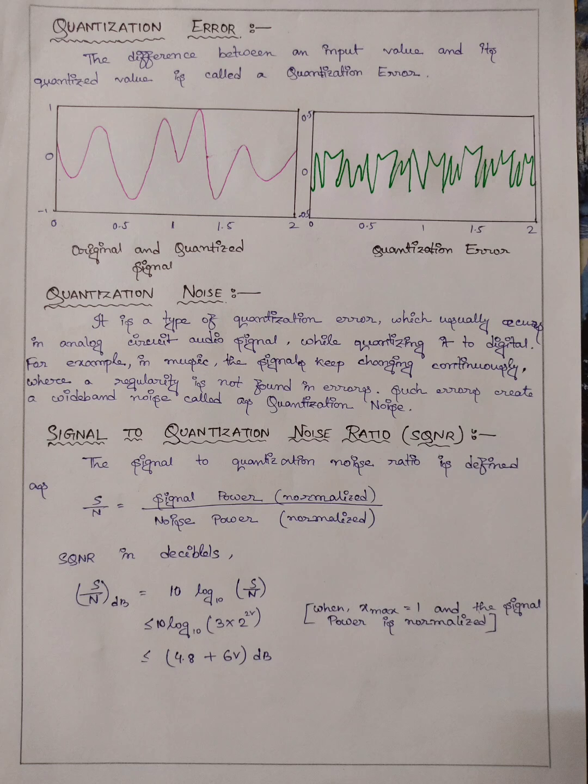The last topic is signal to quantization noise ratio, SQNR. The signal to quantization noise ratio is defined as the signal power by noise power. SQNR in decibels is equal to 10 log10 S by N, which is less than or equal to 10 log10 3 into 2 to the power 2v, which is less than or equal to 4.8 plus 6v in dB.